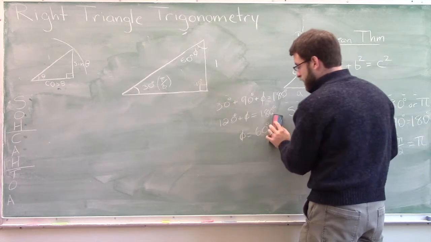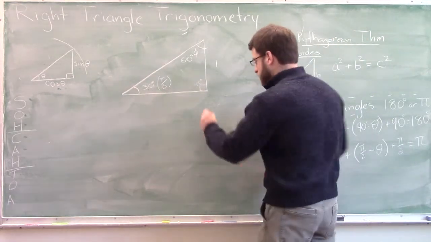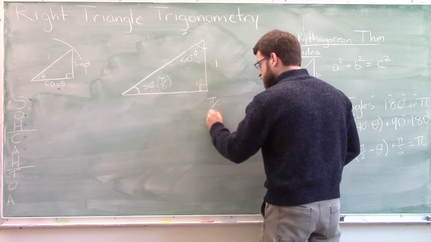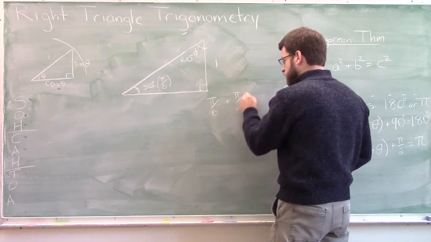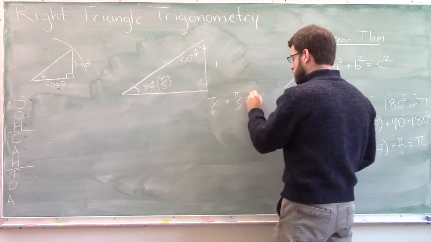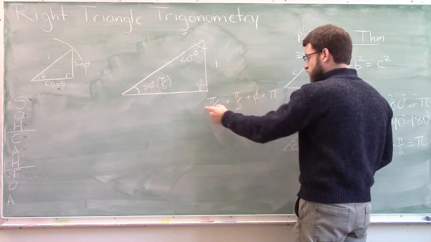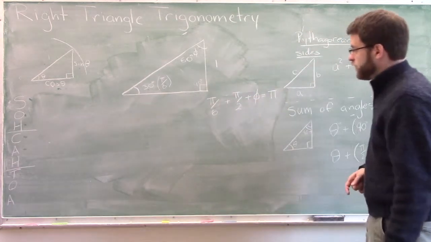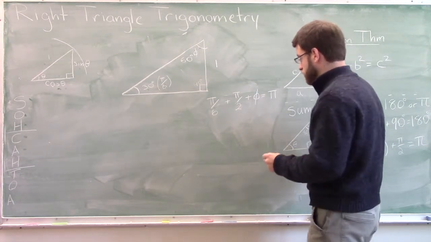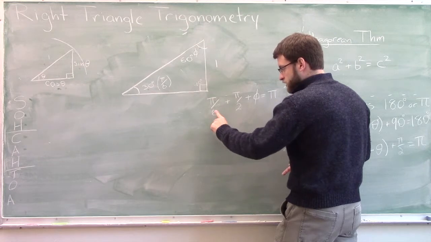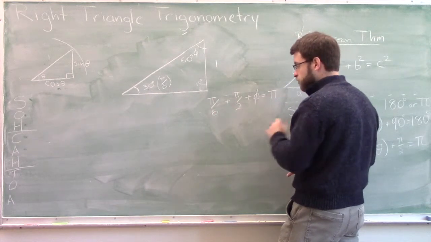In radians, we can do the same kind of thing. This angle is pi over 6 radians. This angle, the right angle, is pi over 2 radians. And this unknown angle is phi, and the sum of all three of those must add up to pi radians. So let's find a common denominator and work out the details here. We have pi over 6 plus pi over 2 plus phi is equal to pi.